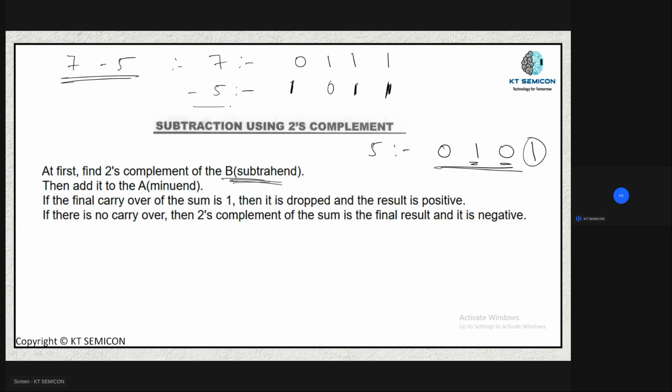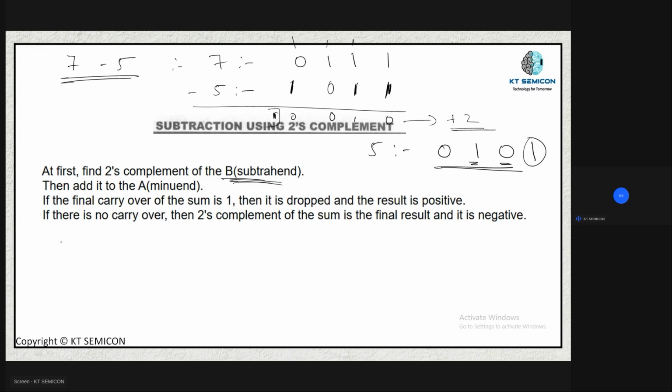This is the 2's complement of the number, minus 5. And we are going to add this. What we get is 1 plus 1 is 0, 1, 1, 1, 0, 1, 0, and we are getting a carry. Now, if we get a carry, then the number is a positive number. So we can just discard this particular carry. If we discard this carry, our number is nothing but plus 2. So this is how we perform 2's complement subtraction.